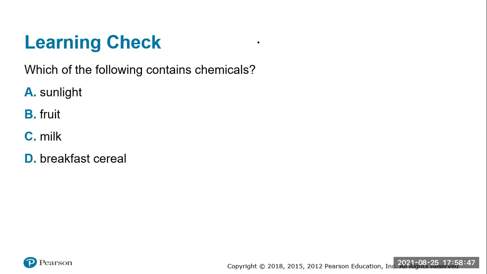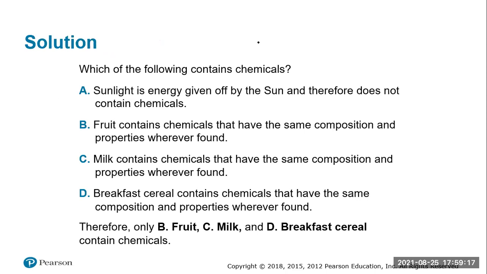So which of the following things contain chemicals? Sunlight, fruit, milk, breakfast cereal. If we take a look at things like fruit, milk and breakfast cereal, I would think they probably do contain some type of chemicals. Sunlight really doesn't contain any chemicals. It does give off heat and energy, but it's not really made up of any particular chemicals or anything like that.